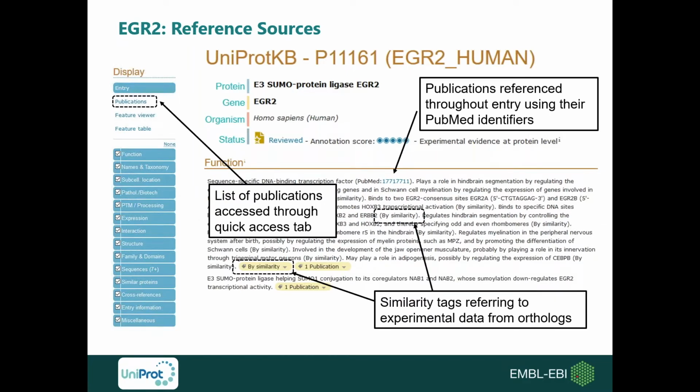The function comment is a free text format written by our curators after careful assessment of the relevant literature, and the sentences are tagged with evidence tags. We use experimental evidence tags if the experimental data is from a publication using their PubMed identifier, or similarity tags if the information is obtained from a protein ortholog in another species using their UniProt identifier. A list of all publications linked to this protein entry can be found in the publications viewer on the left side.